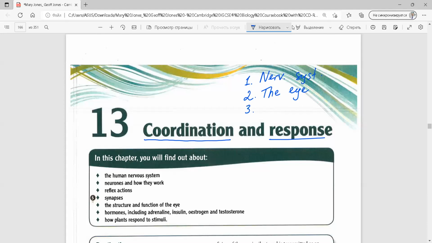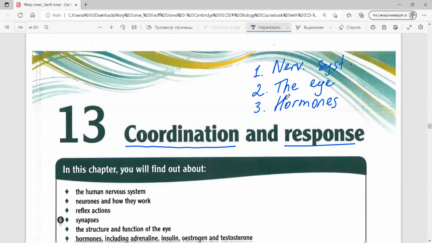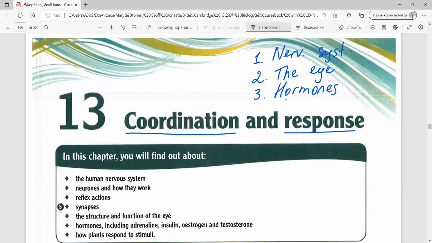And we will talk also about hormones, about the endocrine system. As you see, in IGCSE, again, we need to learn about adrenaline, insulin, estrogen, and testosterone. Only these 4 hormones, but actually there are many hormones. An example, one of them, maybe you heard about, is known as growth hormone. Growth hormone is not in this list, so we don't need it for IGCSE.